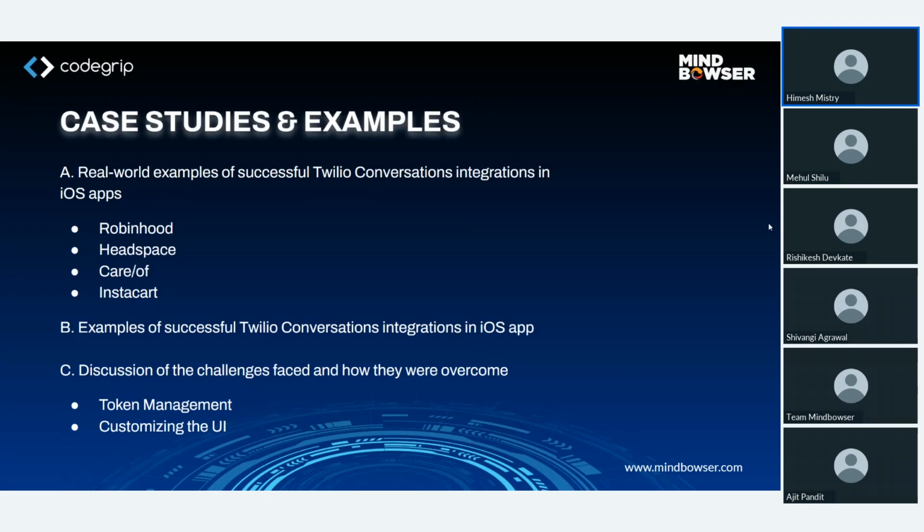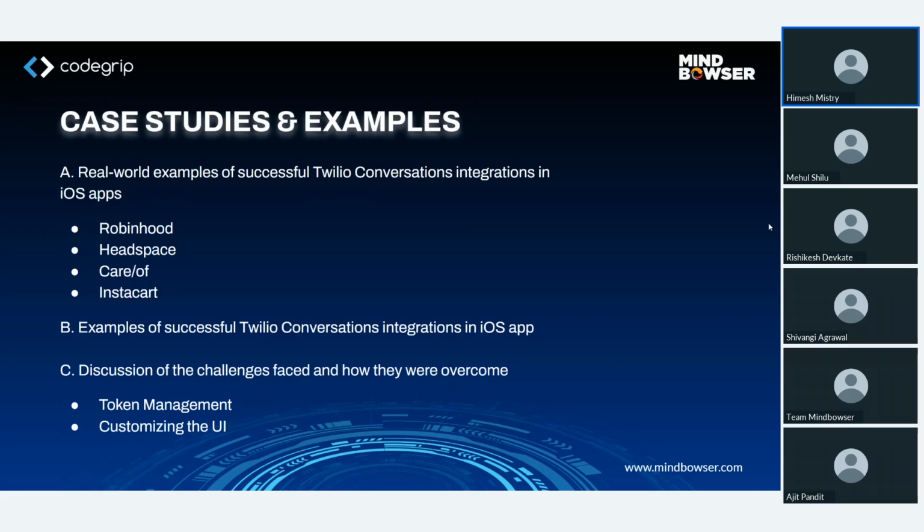Token management. One of the challenges of implementing Twilio Conversations in an iOS app is implementing access tokens or managing them. Access tokens are required to authenticate users and enable them to join a conversation. Developers need to generate access tokens on the server side and send them to the client side. A possible solution is to use a third-party service such as Firebase to manage the access token and provide real-time updates to the client side.